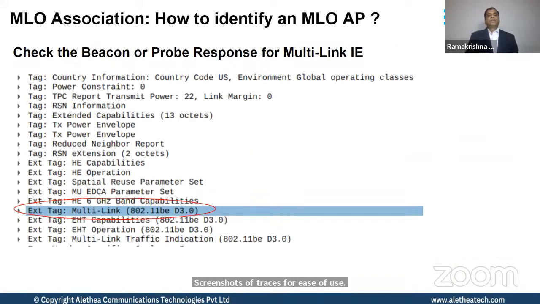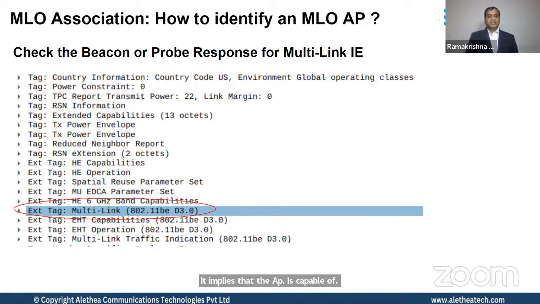How do you identify an MLO AP? It's very simple. You need to check the beacon or the probe response for the multi-link IE. This is the tag, called multi-link here, as I have highlighted it. If there is a multi-link IE in the beacon, it implies that the AP is capable of MLO.